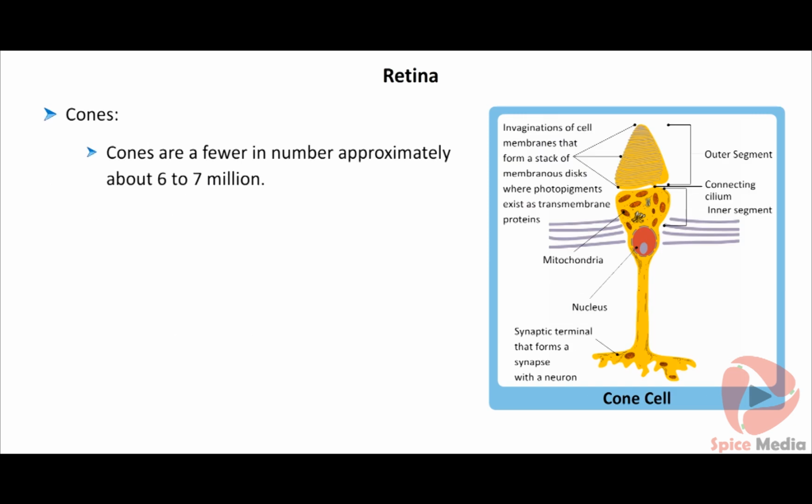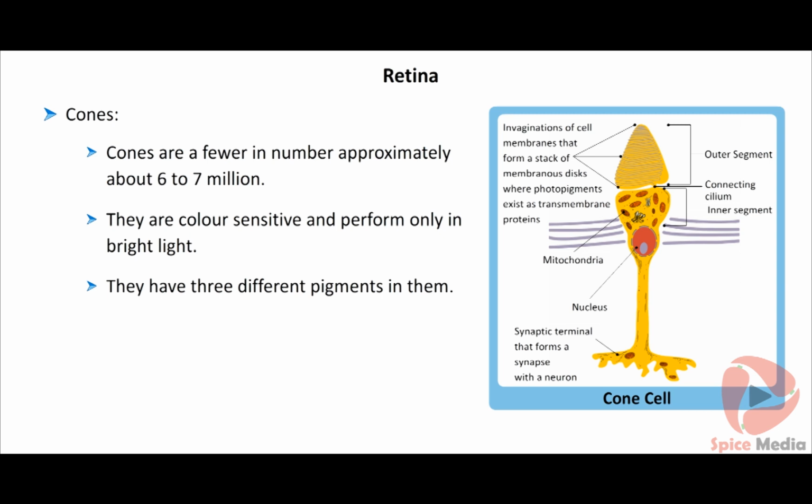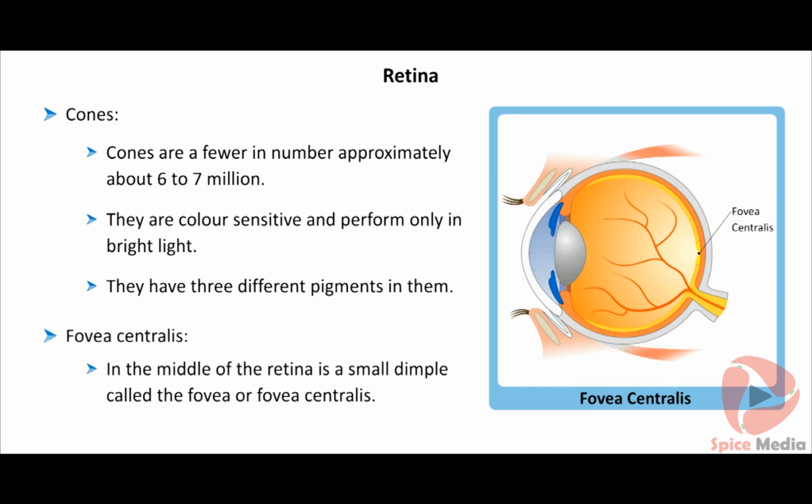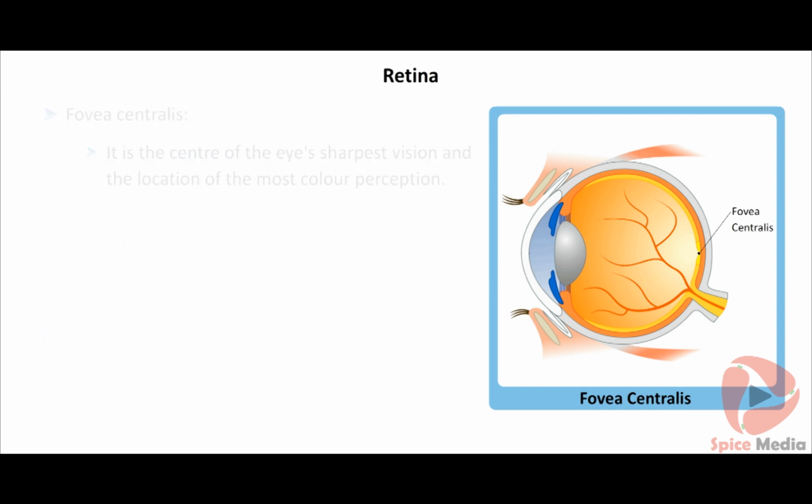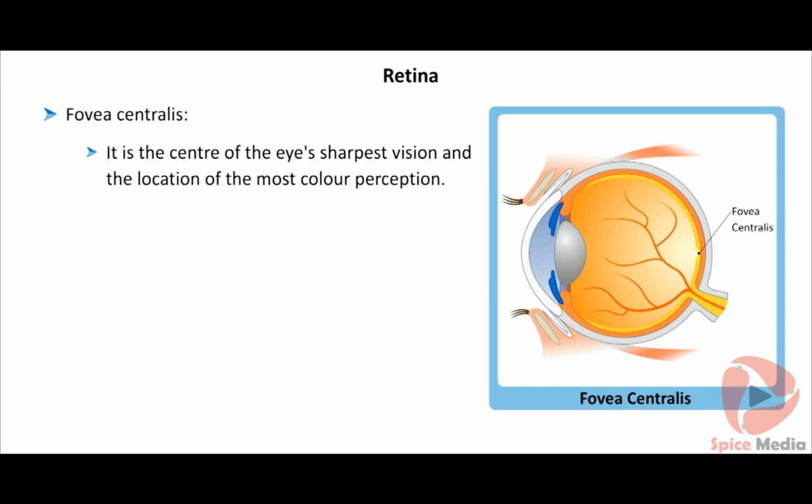Cones are fewer in number, approximately about 6 to 7 million. They are color sensitive and perform only in bright light and are fairly insensitive under low light conditions. They have 3 different pigments in them. In the middle of the retina is a small dimple called the fovea or fovea centralis. It is devoid of rods. It is the center of the eye's sharpest vision and the location of the most color perception.